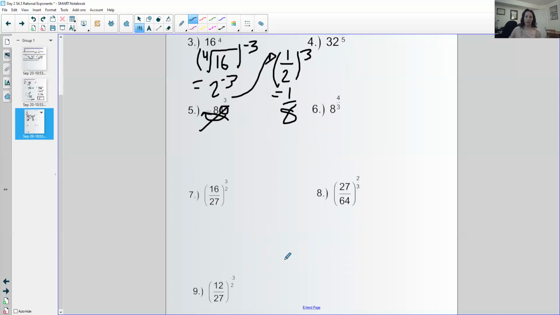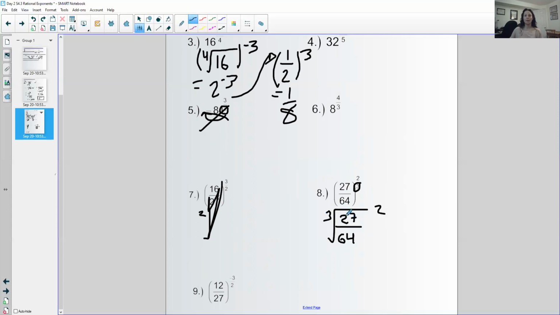Let's take a look at something with a fraction. We're just going to do a positive one. I'll take a look at this guy here. 16 over 27. The 2 goes out front. Actually, you know what? We're going to do number 8 because I want to show you everything. So the 3 goes out front, the bottom of the fraction. So this is the cubed root of 27 over 64. And the square is on the outside.